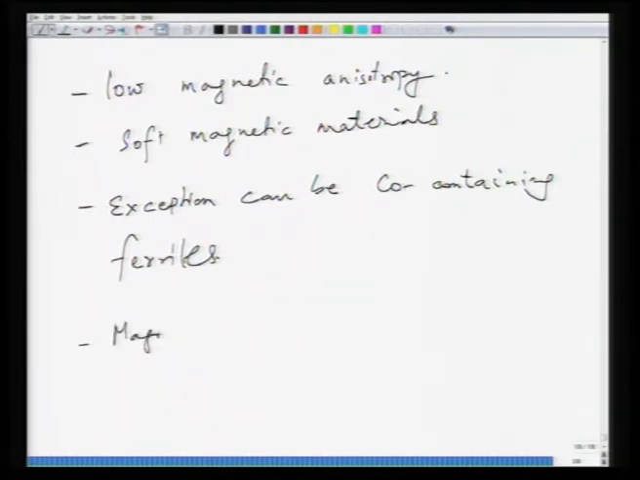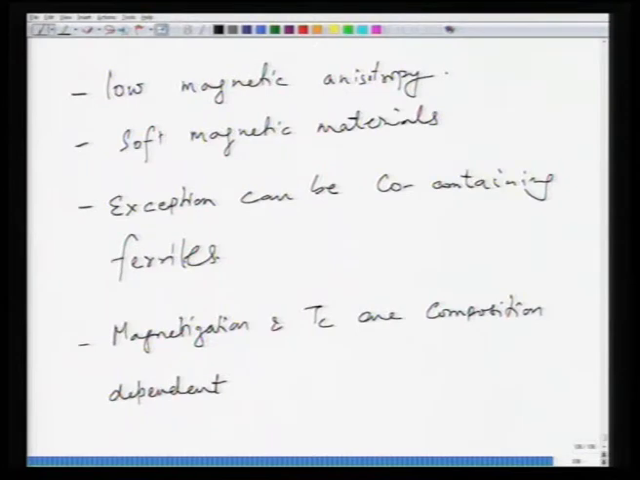So you can say magnetization and Tc are composition dependent and tunable. Okay, so you can tune the properties by changing the composition.